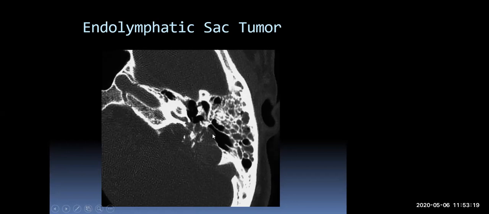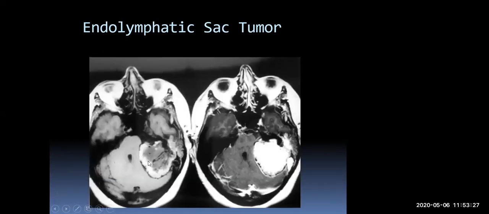They can destroy the entire bone, erode the cochlea, facial nerve, middle ear. They don't respect anything. They're fairly aggressive tumors, and they can be extremely vascular, as you can see in this tumor. They can cause massive bleeding around themselves, and so on and so forth.